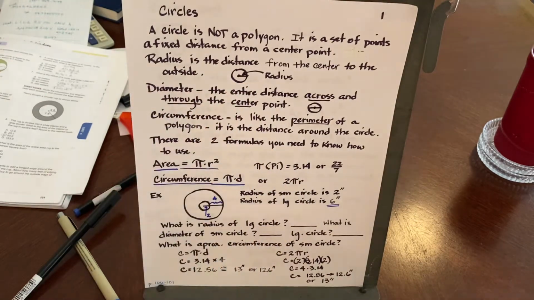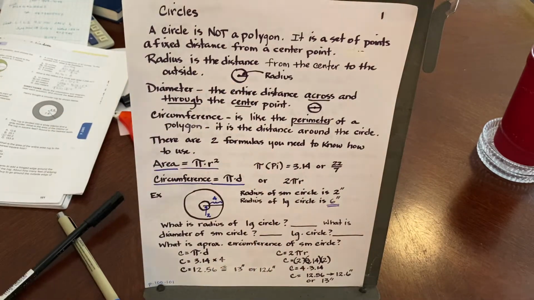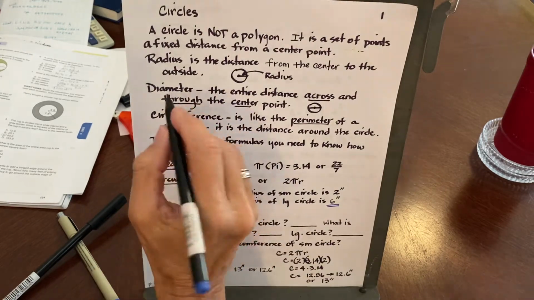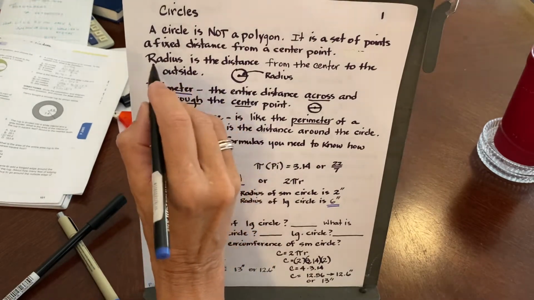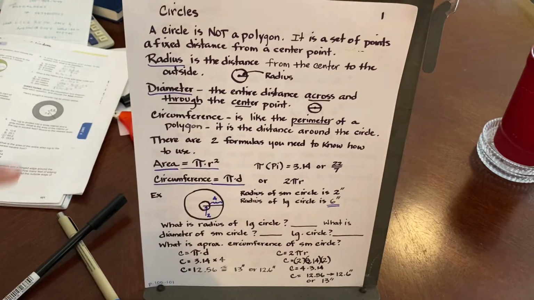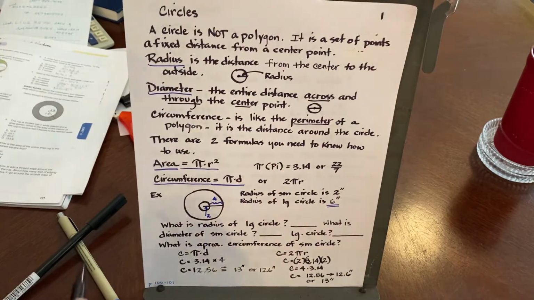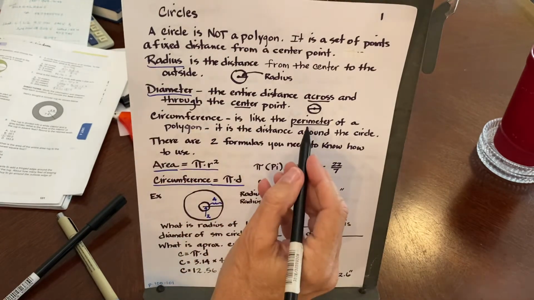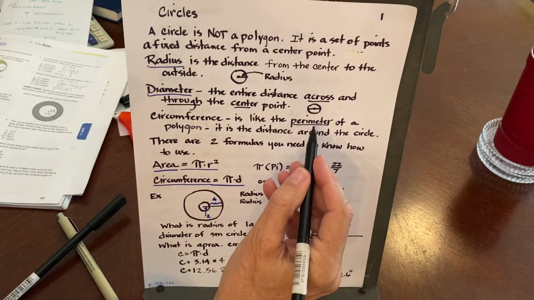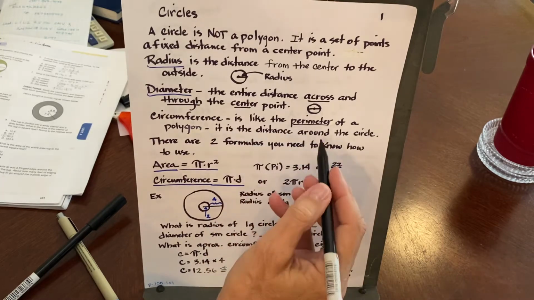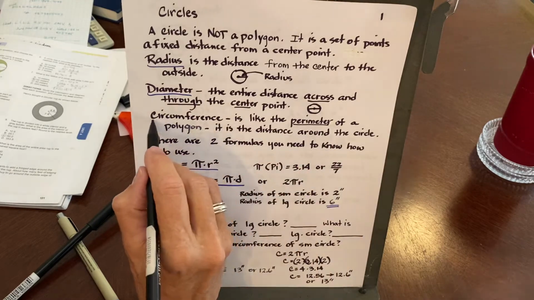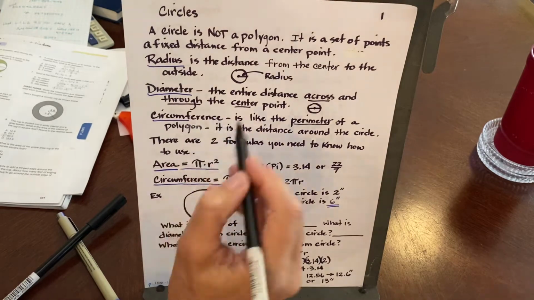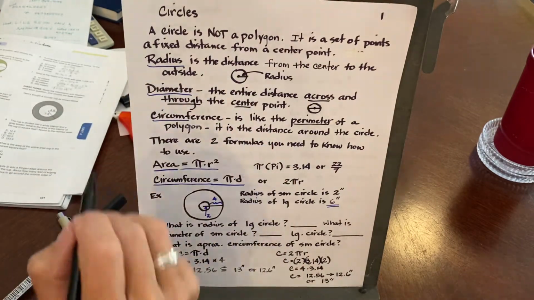Okay, the diameter is the entire distance across and through the center point. So these are 2 very important words to distinguish because you're going to use those in a formula. Circumference is like the perimeter of a polygon, but it is the distance around the circle. Circum means to go around, like you hear circumnavigate the globe, that means to go around the globe.